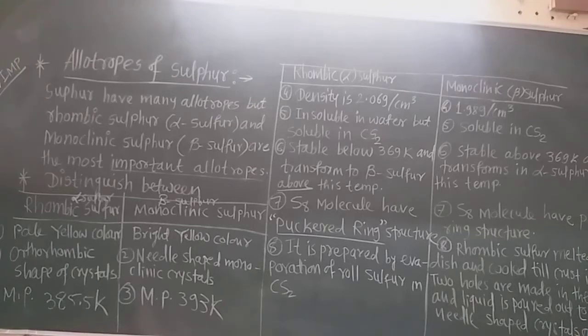And another important allotrope of sulfur is monoclinic sulfur, beta sulfur. Monoclinic sulfur has a needle-like shape. That is also called the monoclinic shape. They are needle-shaped crystals, in Marathi. And the most important allotropes are these two, rhombic sulfur and monoclinic sulfur.